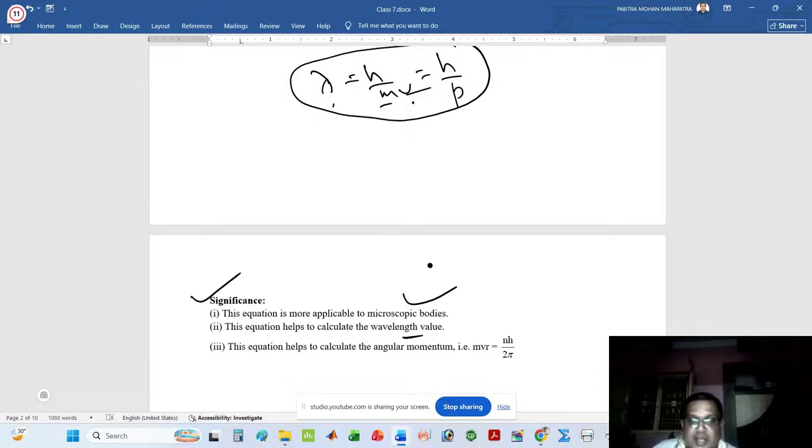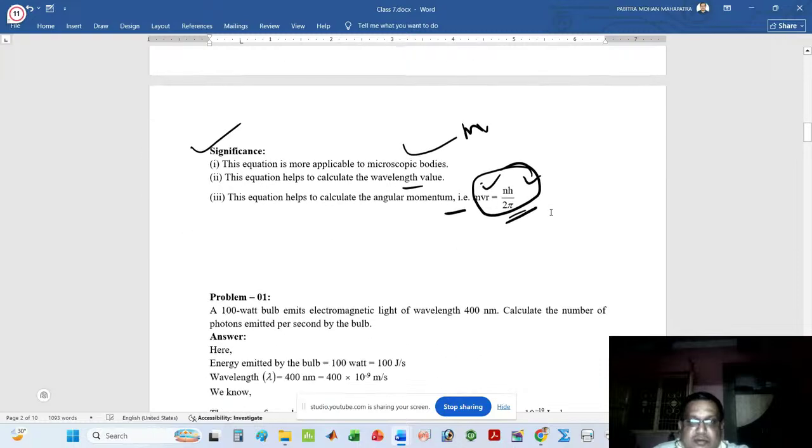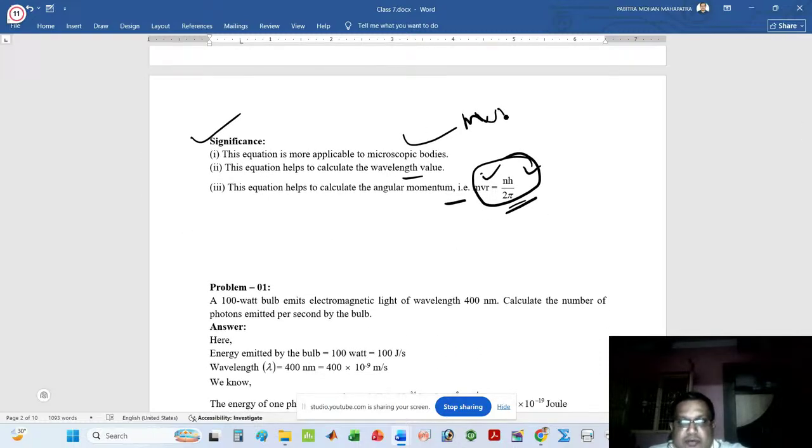This equation helps to calculate the angular momentum. Obviously, we know that mv is equal to p, that means mvr is equal to pr. If we know the momentum, then multiplied with the radius, we can find out the angular momentum. So here I can write mvr is equal to nh by 2 pi. This is the formula. Remember, mvr equal to nh by 2 pi.